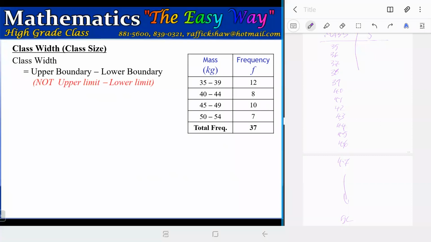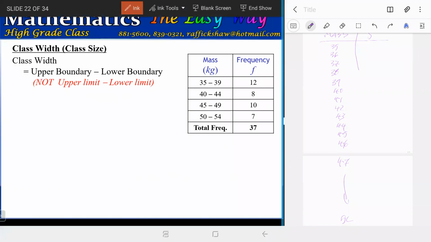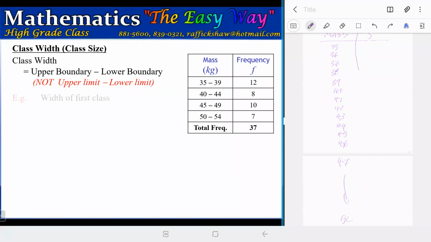See there? Not upper limit minus lower limit. If we use upper limit minus lower limit, for example, 39 minus 35, that is going to be wrong. You must use the boundary values. The width of the first class is 39.5 minus 34.5, which comes out to be 5, the same 5 kilograms. And as I said, the lower limits are going up by 5 and the upper limits are going up by 5, because the data usually is very balanced and symmetrical.